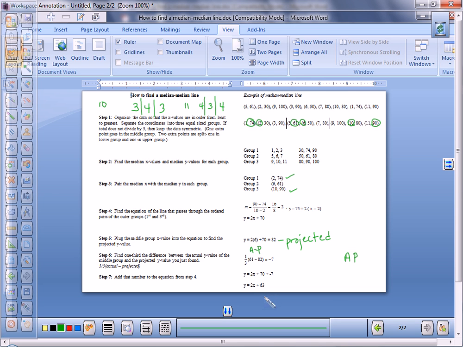Okay, any questions about how to find a median line? And were there any questions about the homework last night? I had a question on page 45, number 5. Okay, page 45, number 5. Let's all look at it together.